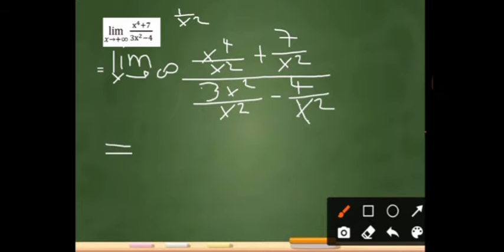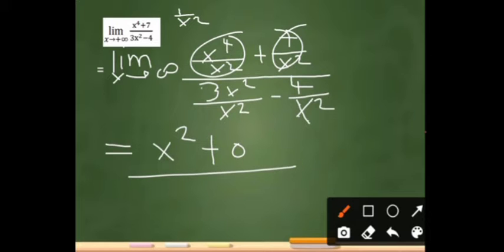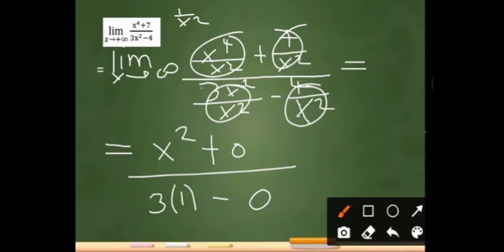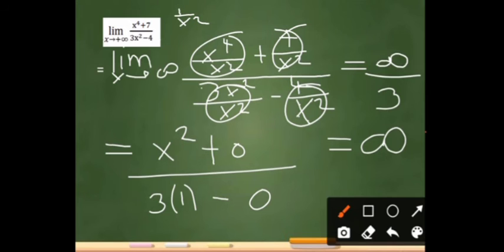So this will become x squared plus 0 over 3 times 1 minus 0. Substitute the value of x, which is infinity, and 3 times 1 is 3. Infinity over 3 is basically infinity. So the answer for this limit is infinity. So that's all for this video.